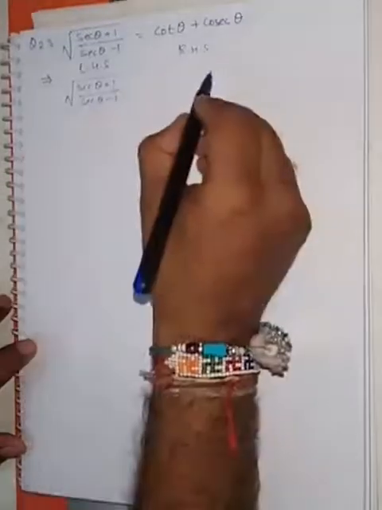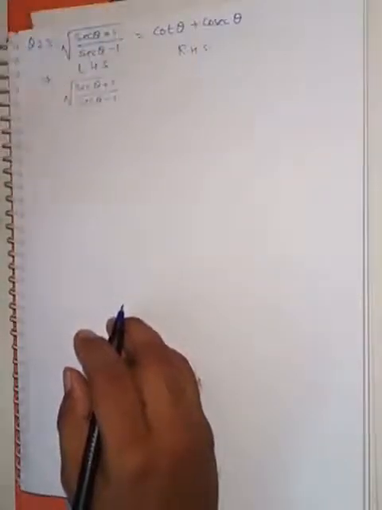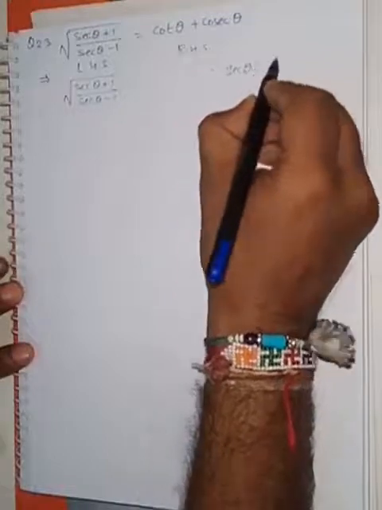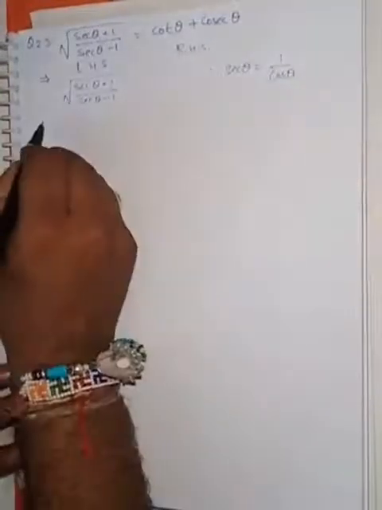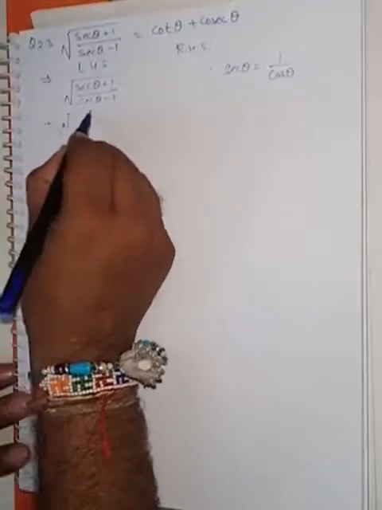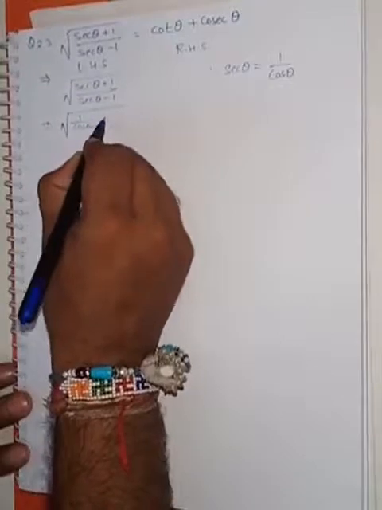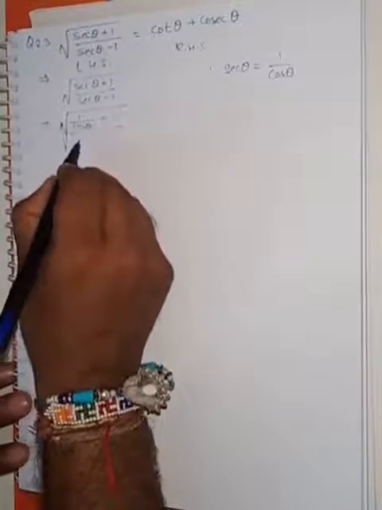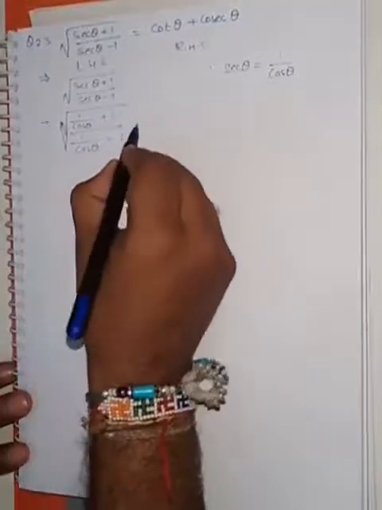I have already told that we always convert the left hand side portion into sine or cos form. So we know that sec theta can be written as 1 by cos theta. Putting in the value, we get 1 by cos theta plus 1, divided by, with the whole under root, 1 by cos theta minus 1.